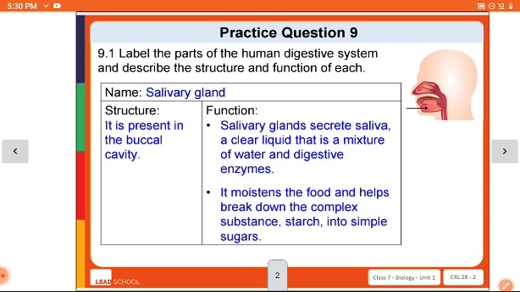of each. So first is the salivary gland. Structure: it is present in the buccal cavity. Function: the salivary gland secretes saliva, a clear liquid that is a mixture of water and digestive enzymes. It moistens the food and helps break down the complex substance starch into simple sugar.